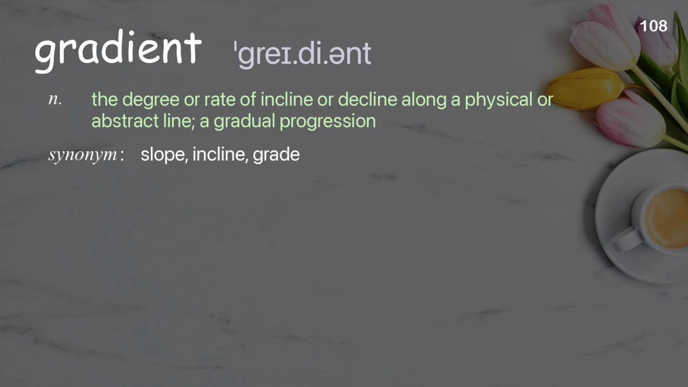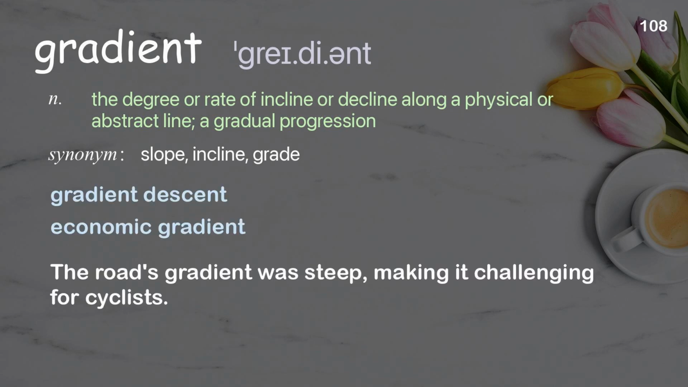Gradient. The degree or rate of incline or decline along a physical or abstract line; a gradual progression. Examples: gradient descent, economic gradient. The road's gradient was steep, making it challenging for cyclists.